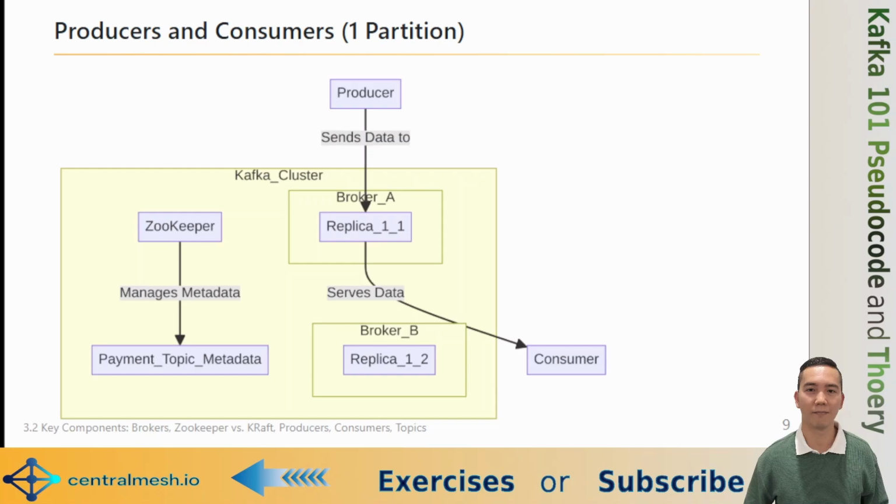The producer sends data to replica 1.1, which is the leader for this partition. On the consumer side, we have a single consumer that reads payment data from replica 1.1. In this setup, because we only have one partition, we can only have one active consumer instance. If you spin up another consumer instance, it will be idle.